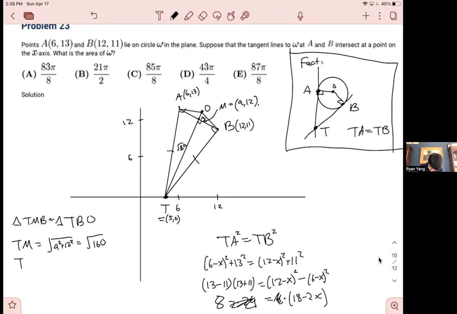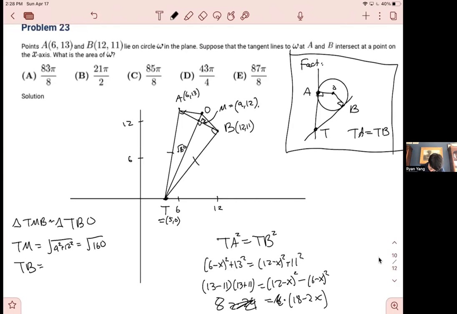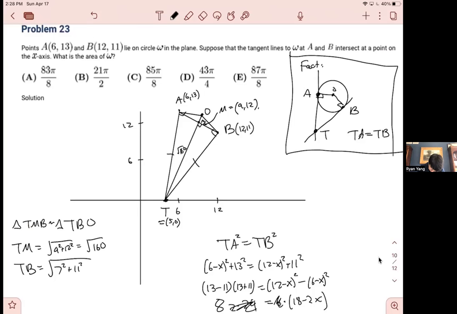And TB is equal to the square root of 7 squared plus 11 squared, which equals the square root of 170. And MB is equal to the square root of 3 squared plus 1 squared, which equals root 10. And as a quick sanity check, TM squared plus MB squared is equal to TB squared.